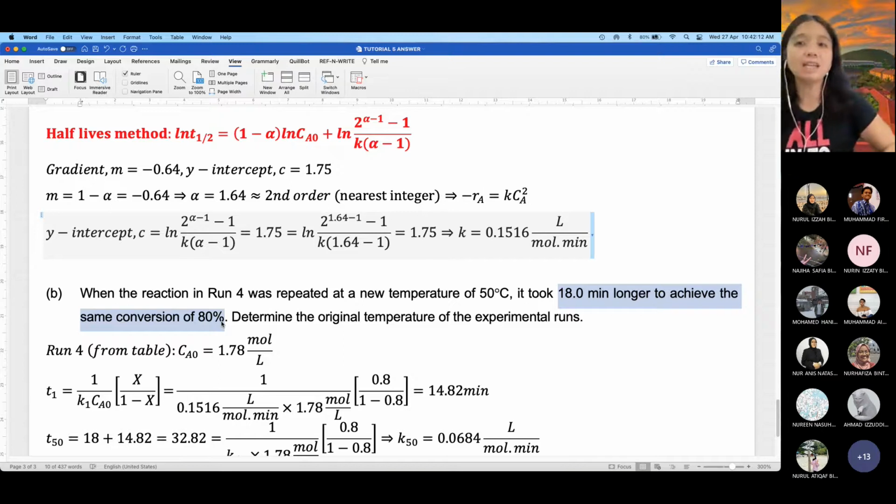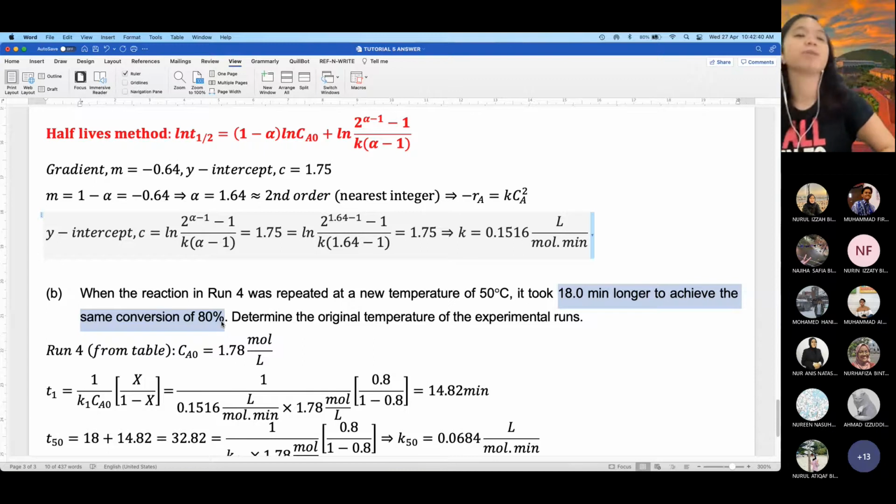Okay, so katakan eksperimen sebelumnya ambil masa 30 minit. Sekarang bila saya run balik eksperimen 4 ni, saya tukar suhu, dia lebih daripada 18, dia mengambil masa 18 minit lebih lama. Maksudnya 30 tambah 18. Katakan run pertama ambil masa 30 minit. Run kedua ni pada suhu baru dia akan mengambil masa 48 minit, 18 minit tambahan daripada the run that runs on previously.